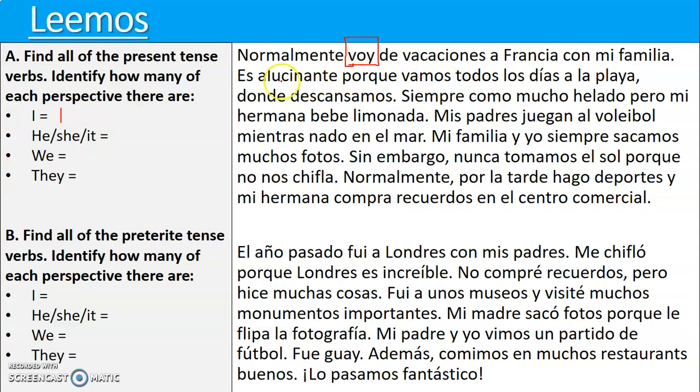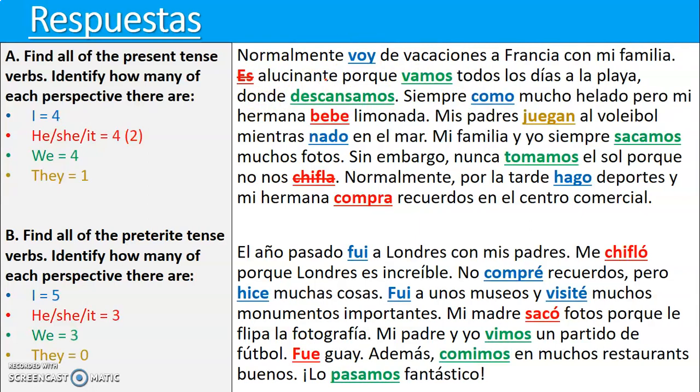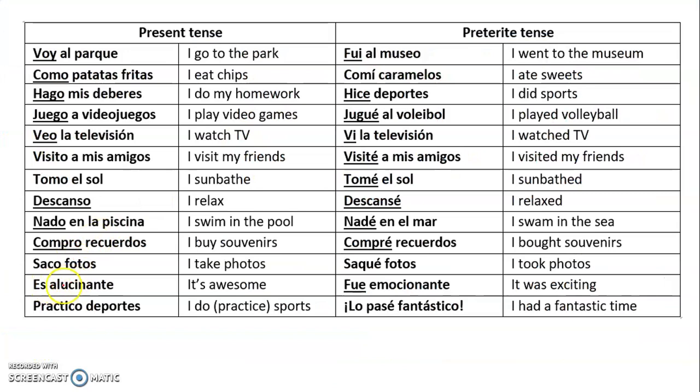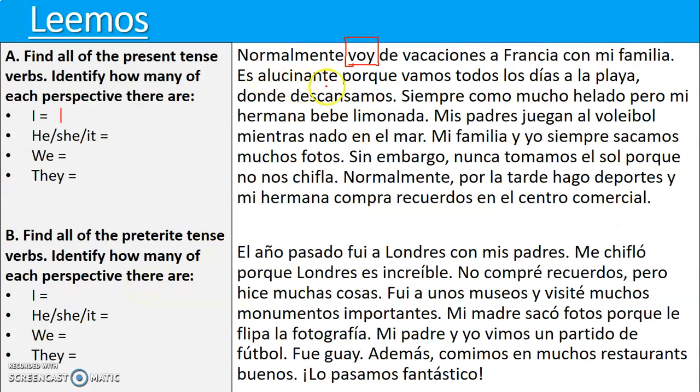Let's have a look at the next sentence. Es alucinante porque vamos todos los días a la playa. Okay, so it is fantastic. Alucinante is there. So it's awesome. So that's your first verb. Porque vamos todos los días a la playa. Vamos is an irregular one, but it ends in a mos, so hopefully we've recognised that that's a verb, and it's going to be we. So vamos means we go, so we can put a tally there.